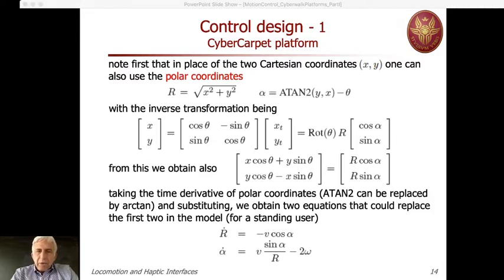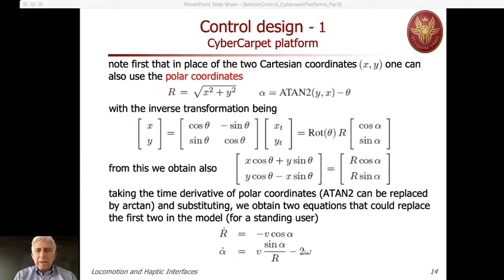So you can replace, in fact, x and y, modulo the use of theta, with these polar coordinates, r and alpha. And we will see that this is useful to have in order to have a compact result at the end. So the direct transformation is clear, from xy using theta to go to r and alpha. What about the opposite, from r and alpha using theta to go to x and y?